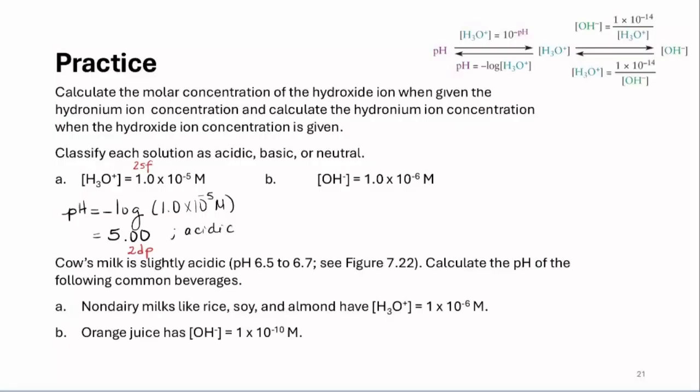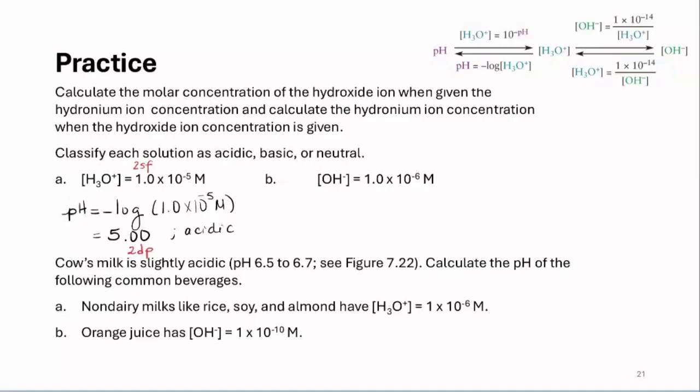In letter B, I have a concentration for hydroxide. Since I have the concentration for hydroxide, but I'm trying to find pH, notice that my flow of work is that first I'm going to utilize this equation to find H3O plus. Once I have H3O plus, since I'm trying to find pH, then I'm going to use this equation. So let's use those two equations to find pH.